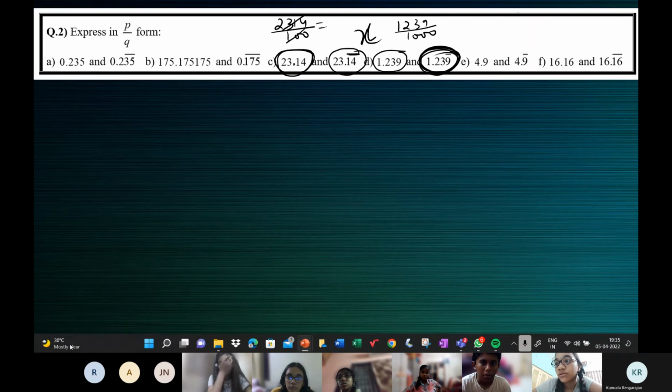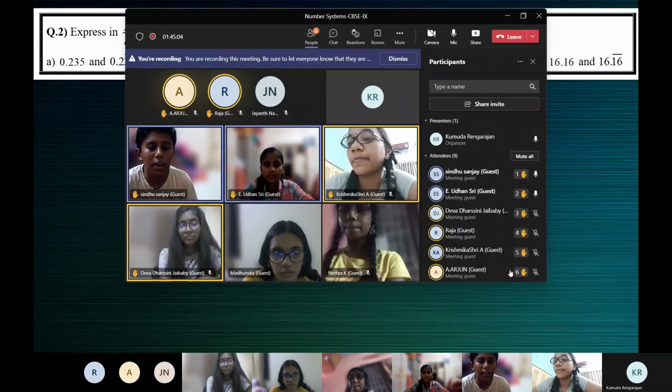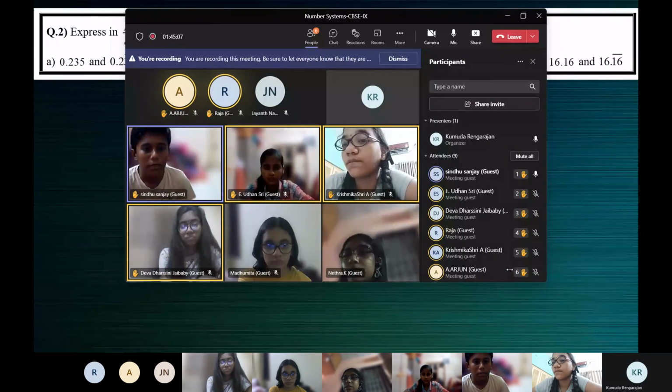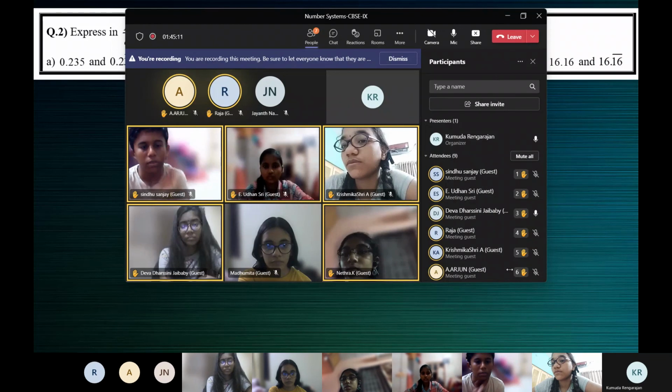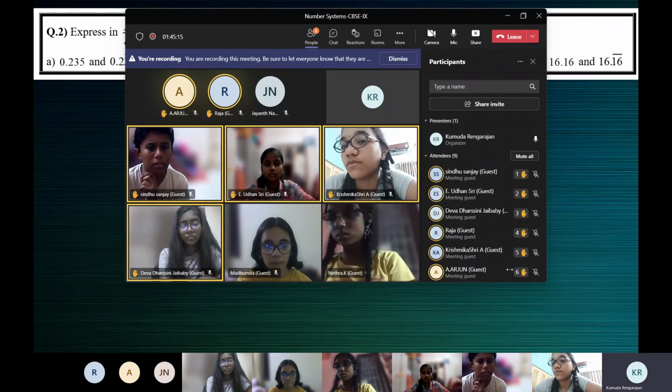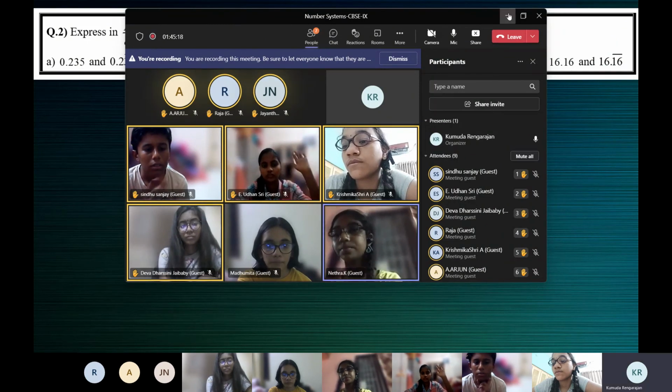Now tell me, what will you find for this? Will you find 10x or 100x? 1000x, ma'am. What will you find for this one? How many digits are repeating? 10x, ma'am, because there's a bar only on 9. Who first said 10x? Netra, you said 10x? Very good. You must find 10x. How many digits are repeating? Only 1, the 9. So it's enough to find 10x.